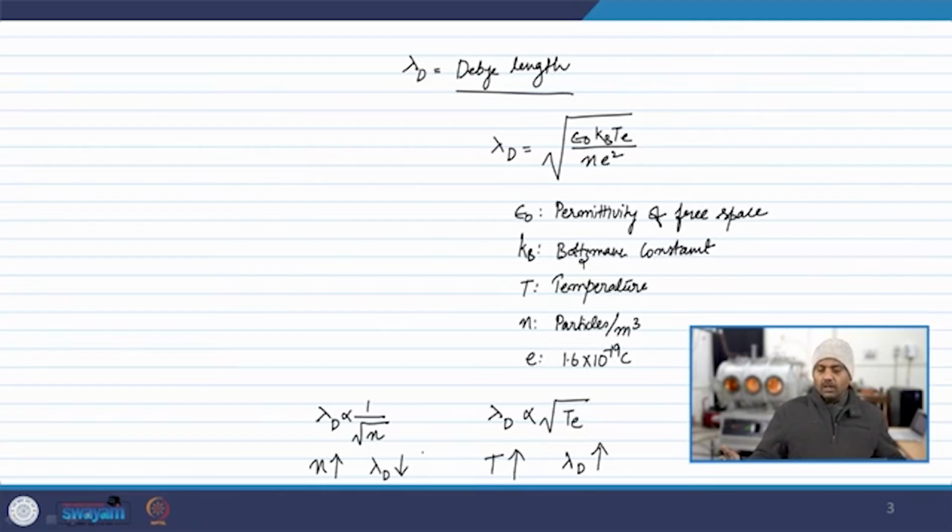So, here the only parameters which will carry information about a particular plasma are these. One is temperature, another is number of charged particles per unit volume.